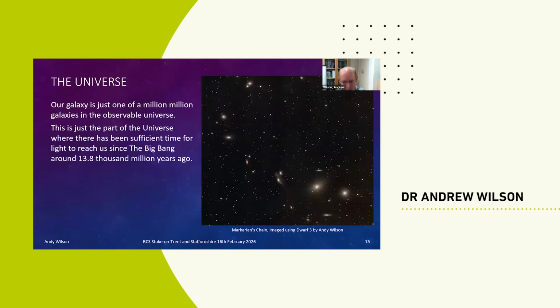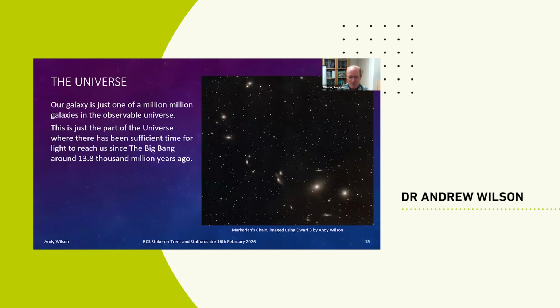Going further afield, galaxies group together into larger and larger clusters, and you get superclusters. Here's what's termed Markarian's Chain, a group of large galaxies together. And as we go out into the universe, which is understood to have been formed in the Big Bang about 13.8 thousand million years ago, we can see there are about a million galaxies, which is somewhat mind-numbing. But also, that's just the galaxies we can see.